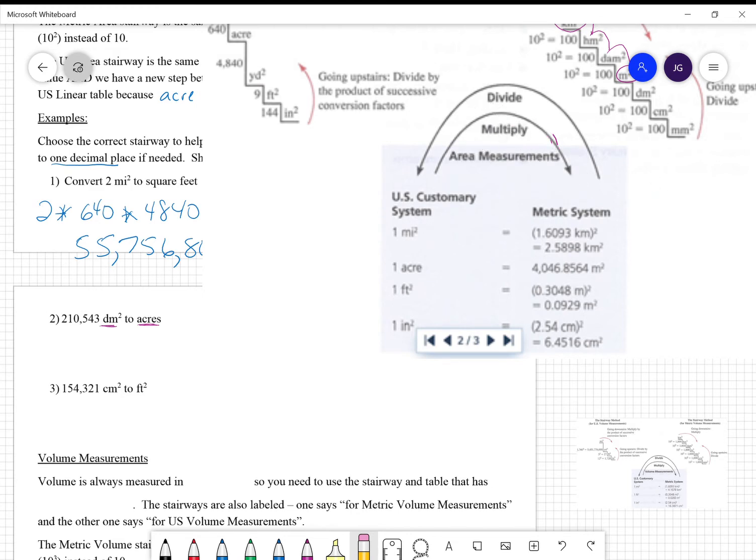Okay, square decimeters. Decimeters squared is not here. That's kilometers squared. That's meters squared. That's meters squared. And that's centimeters squared. Okay, well then what I'm going to look for is I need to convert to one of these. The best one to use is the one that gets me what I want, and I want to end up at acre. So I am going to convert my decimeters squared to meters squared.